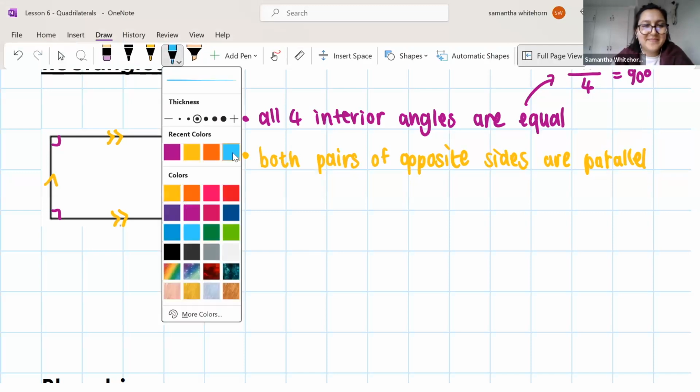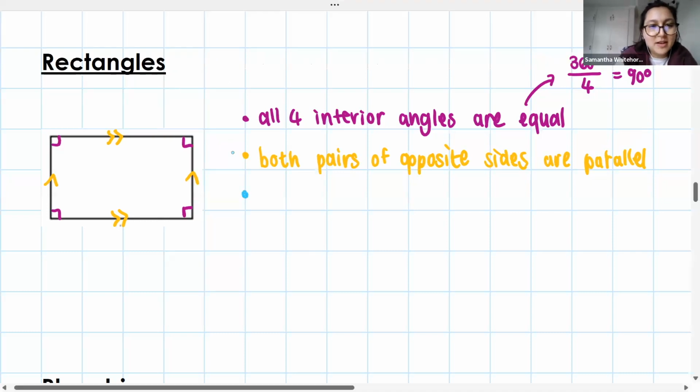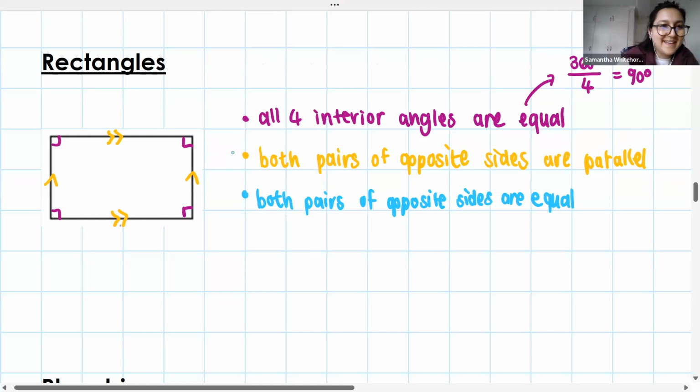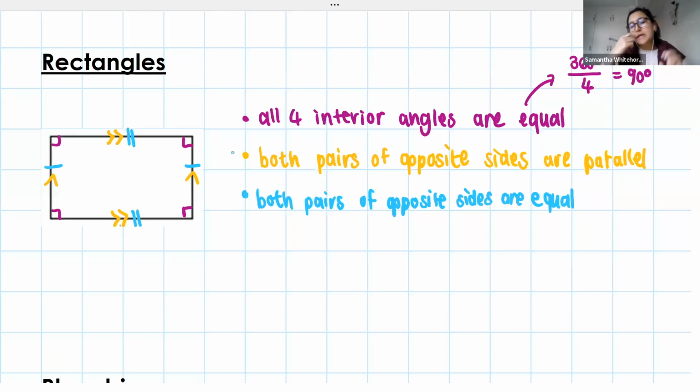Ma'am, opposite sides are equal. Good. So both pairs of opposite sides are equal. So we've got both pairs of opposite sides are equal to each other. Perfect. Chantal, what else?